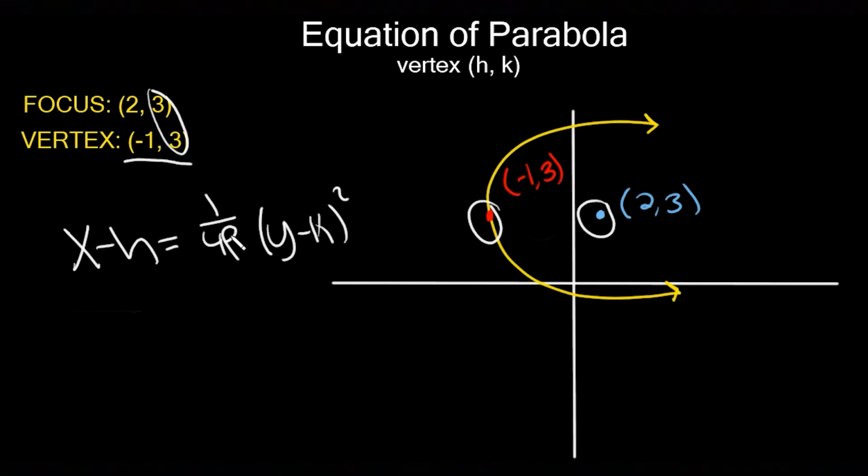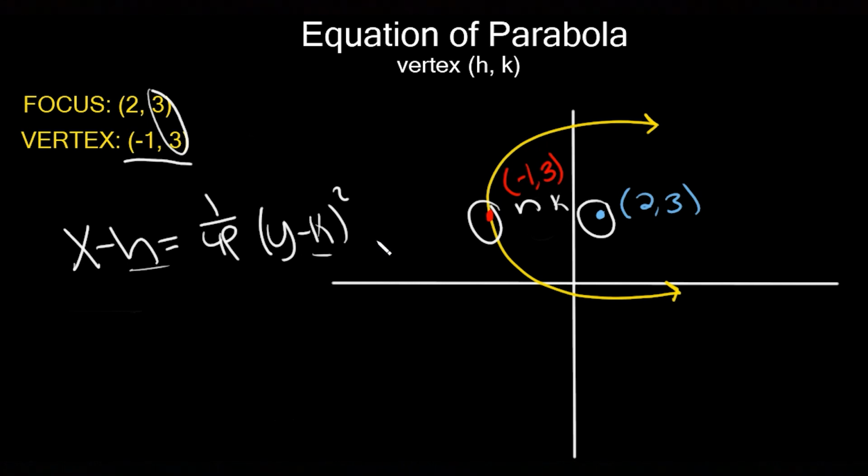Now, one value that we don't have here is p. We have h, we have k. That's going to be my vertex. So -1 is my h, and 3 is my k, right? But I don't have p. Now, p is pretty easy to get. That's going to be the distance from your vertex to your focus, and also the distance from your vertex to your directrix.